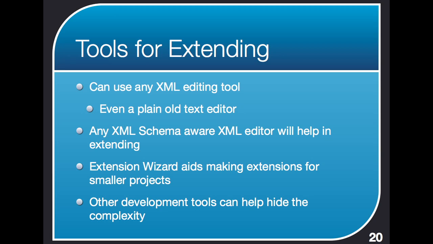There's a small tool called Extension Wizard, which aids in making extensions for smaller projects. I mention it partially because I wrote it. It lets you pick and choose, make your containers, add things to it, and then generates the XML schema for you. There are also other development tools that can help hide the complexity of extending and indeed hide the complexity of the NIEM itself. Demoing or even listing all of these development tools is well beyond the scope of these materials, but they're out there. You can find them generally starting at NIEM.gov.